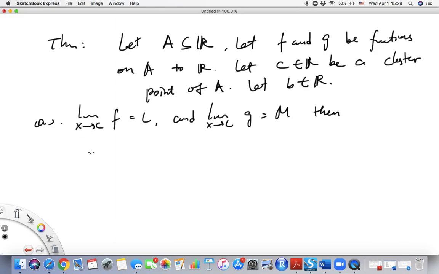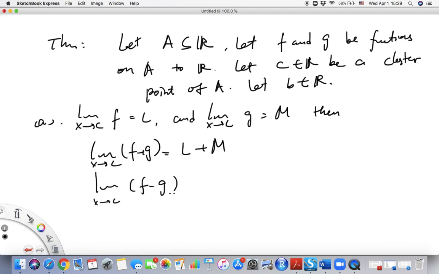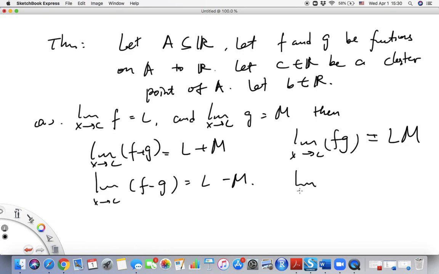Then the limit of f plus g is equal to L plus M. The limit as x goes to C of f minus g is L minus M. The limit as x goes to C of f times g is equal to L times M. And the limit as x goes to C of b f, where b is a constant, is equal to b times L.